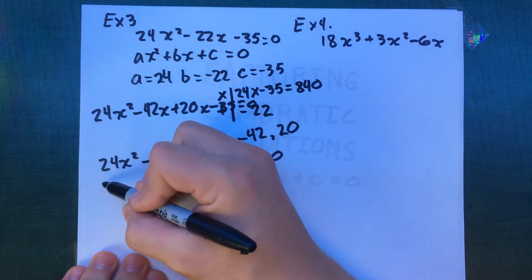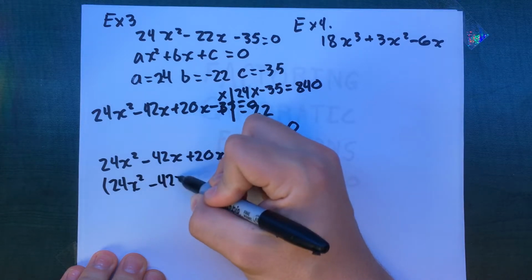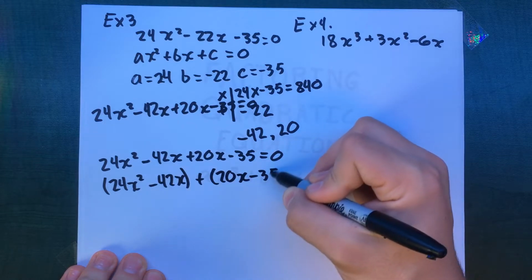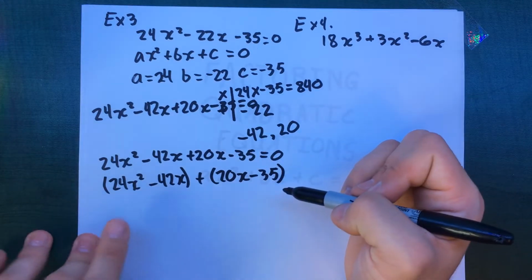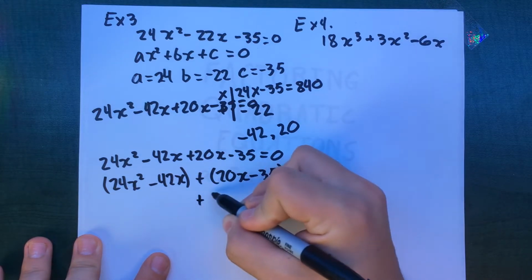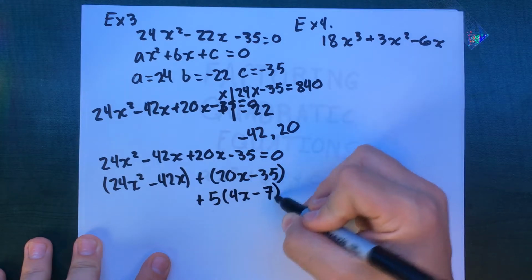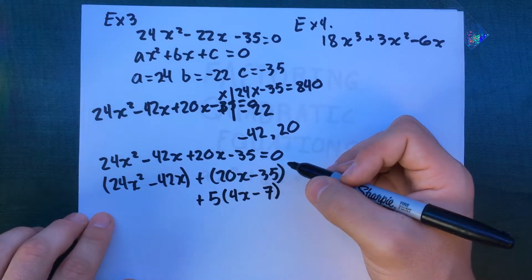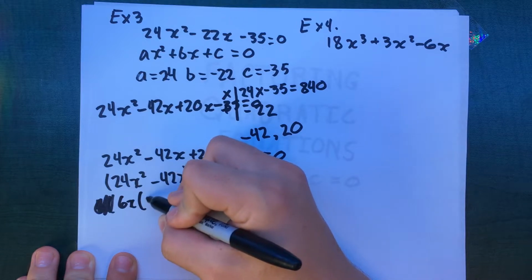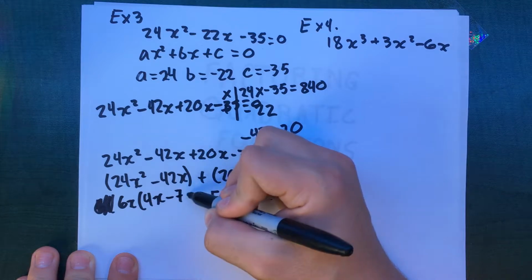Now what we're going to do for the next step is turn this equation into two separate parts using brackets, and we're going to factor the two parts of this equation. So for our first part, we can factor out a 5, which leaves 4x subtract 7. And for our second part, we can actually factor out a 6x. So 6x turns this part of the equation into 4x subtract 7.